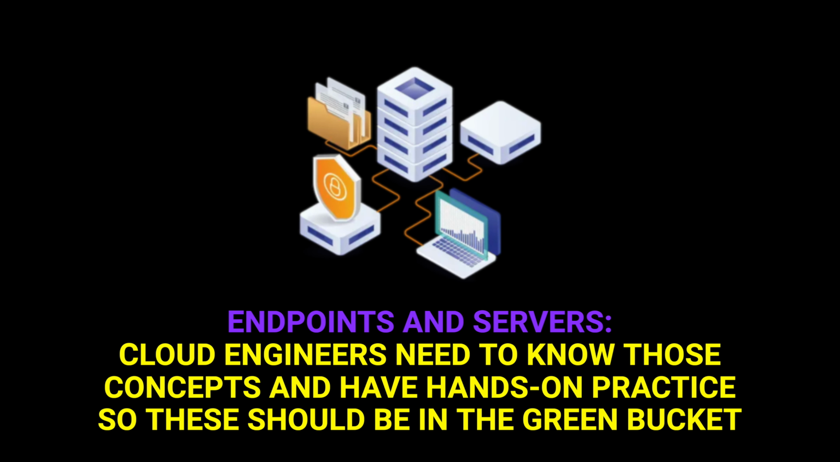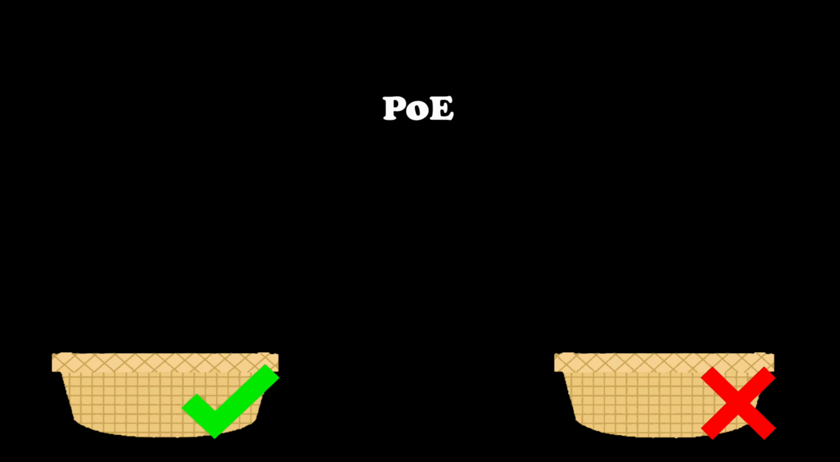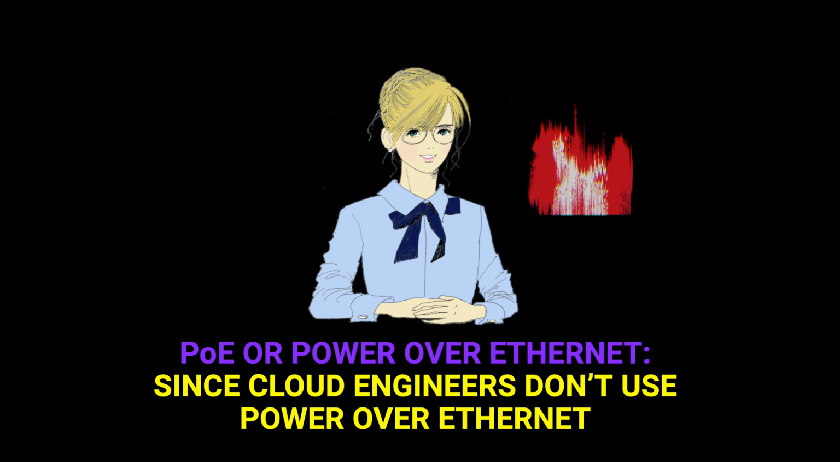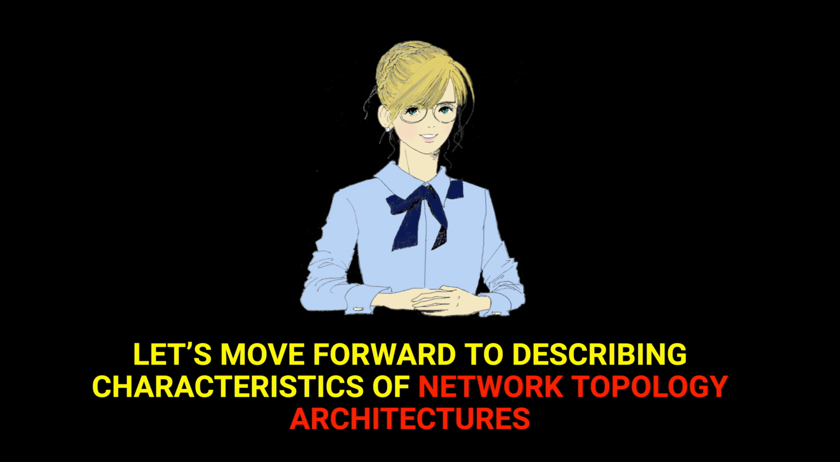Endpoints and servers. Cloud engineers need to know those concepts and have hands-on practice, so these should be in the green bucket. We have PoE, or Power over Ethernet, and this will go to the red bucket since cloud engineers don't use Power over Ethernet. Let's move forward to describing characteristics of network topology architectures.